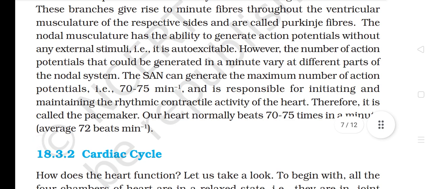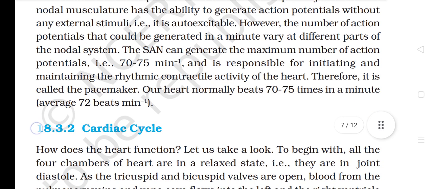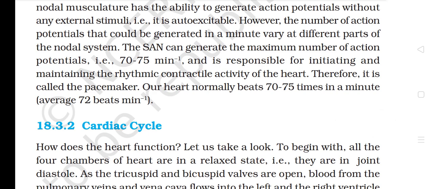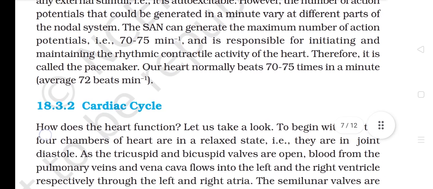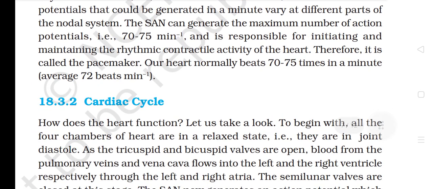The nodal musculature has the ability to generate action potential without any external stimuli, that is, it is auto-excitable. However, the number of action potentials that could be generated in a minute varies at different parts of the nodal system. The SAN can generate the maximum number of action potentials, that is 70 to 75 per minute, and is responsible for initiating and maintaining the rhythmic contractile activity of the heart. Therefore, it is called the pacemaker. Our heart normally beats 70 to 75 times in a minute, average 72 beats per minute.